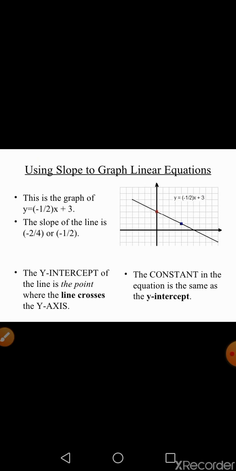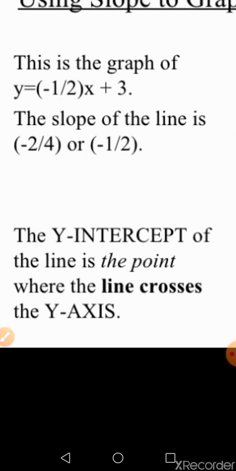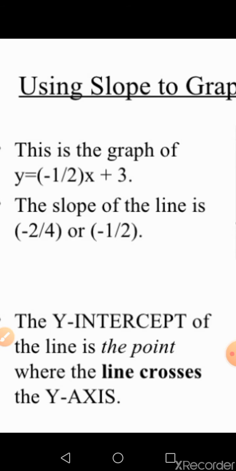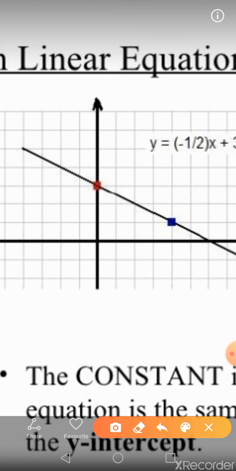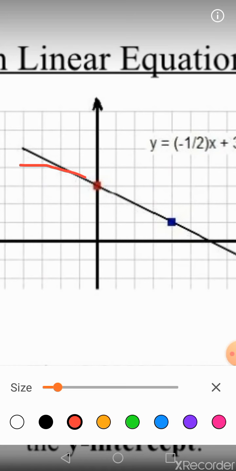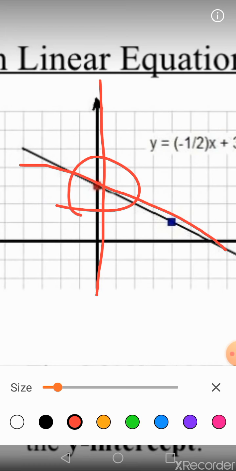Okay, what about the y-intercept? The y-intercept of a line is the point where the line crosses the y-axis. What does that mean? Look at this graph here. This is my graph, right? Where is the y-axis? It is here. So where they intersect, this point is called the y-intercept. Here it's 3, right? And that's all. So the y-intercept is where the graph intersects with the y-axis, here 3.